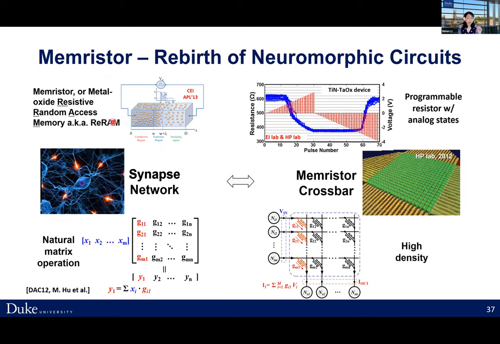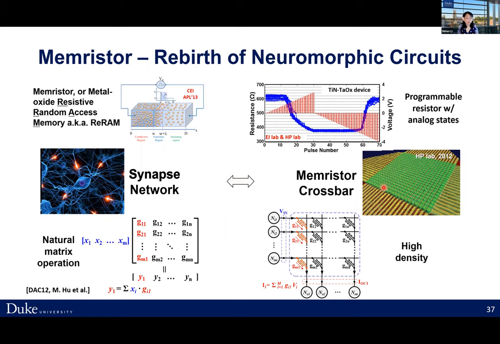When we apply an external voltage across the device, if the external voltage exceeds the threshold, then the resistance level will be changed. Otherwise, if the external voltage is smaller than the threshold, the resistance level will remain unchanged. So we say it can be taken as a programmable resistor with an analog state. We are able to program the device, change the device resistance, and also sense the device resistance levels for computation.